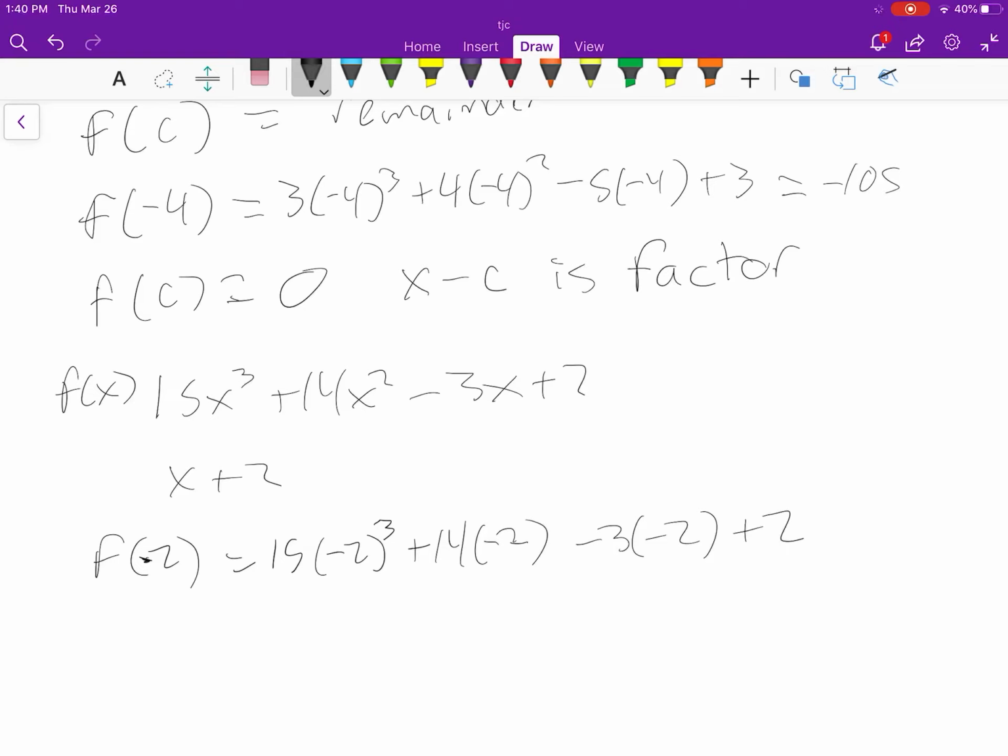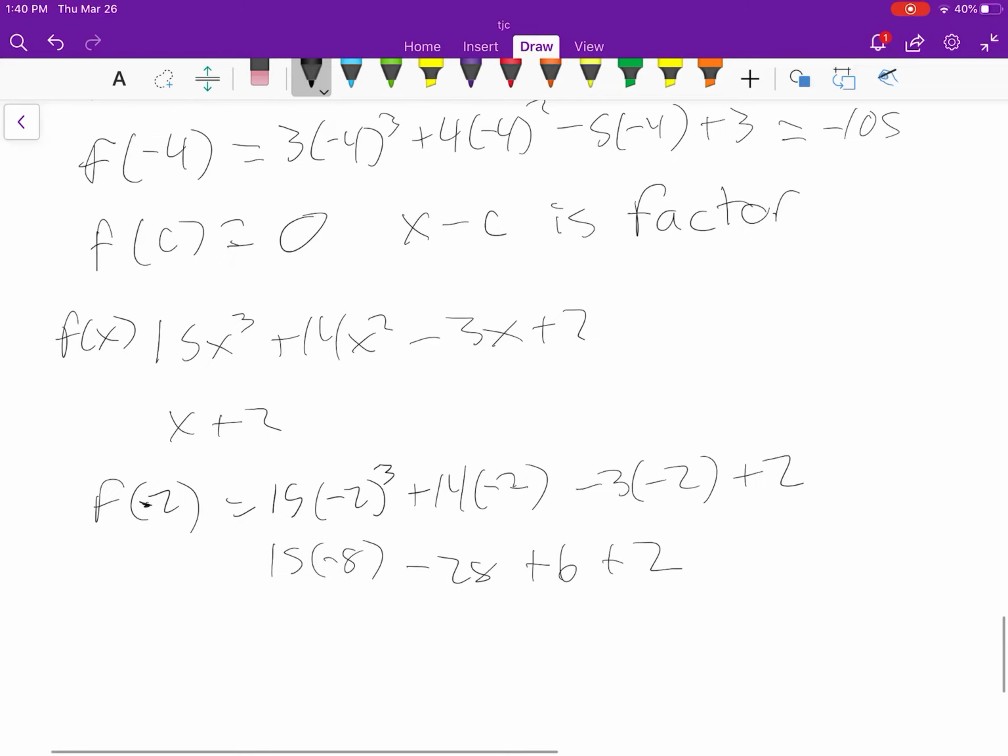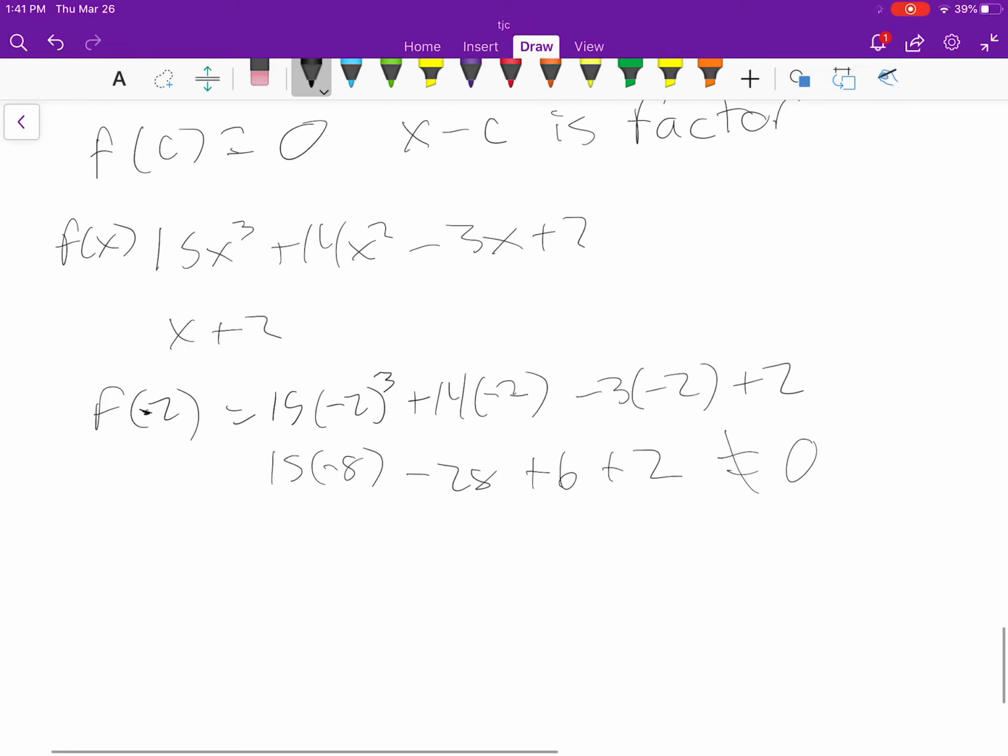So here you're going to have 15 times negative 8, negative 28, plus 6 plus 2. We can easily see that this will not equal 0. So we can say that x plus 2 is not a factor. So that is the factor theorem.